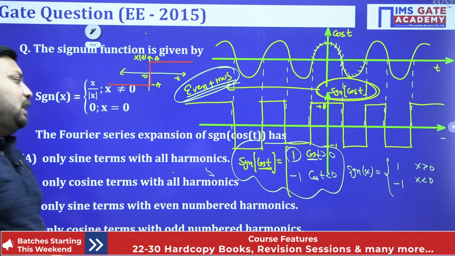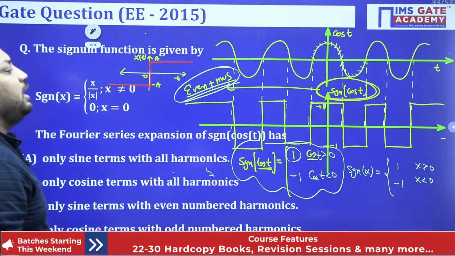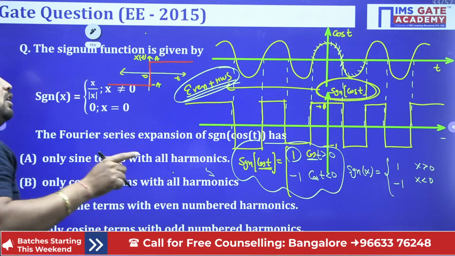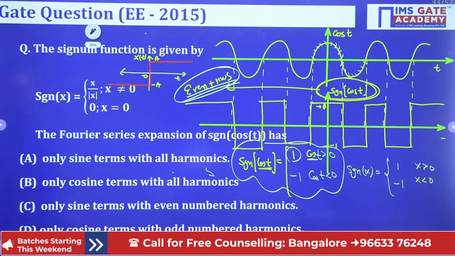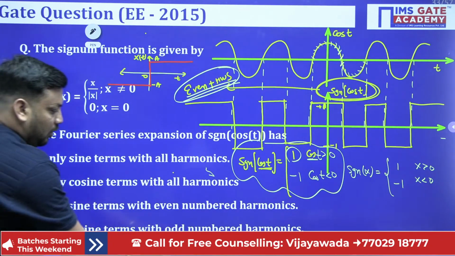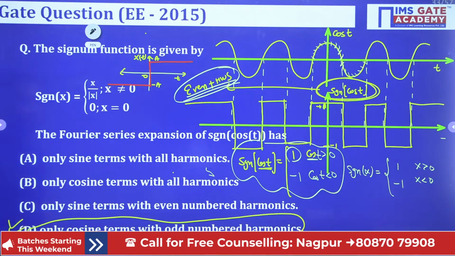So now you should tell me, guys, which option is correct. You should just read the options. Because the signal is even plus HWS, the Fourier series will contain only odd harmonics of cos terms. So the only cosine terms with odd harmonics is actually written in option number D. Only cos term with odd harmonics.